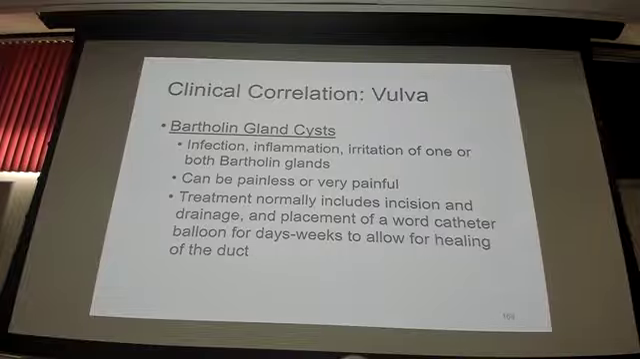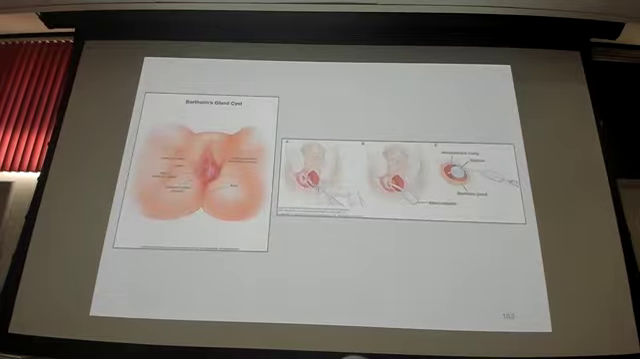And so what needs to happen is what's called marsupialization. What's a marsupial? It's a pouched animal, a kangaroo, right? So you create a pouch. Now the problem with creating a pouch and expressing that fluid, what's the problem there? Infection, it's just a dead space. Stuff likes to grow in dead spaces, right? So you use what's called a Word catheter.